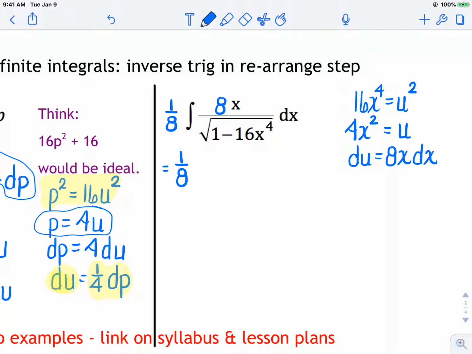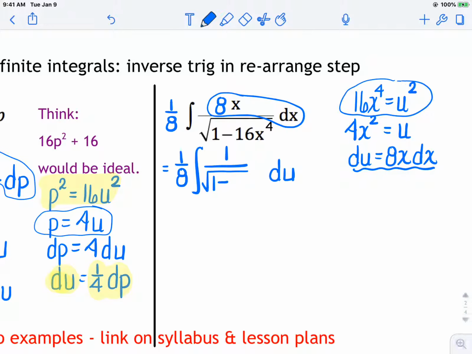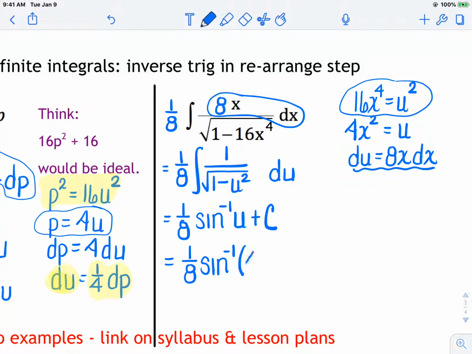So I'm going to do my replacement step and my u sub. So I'm going to have 1/8. The integral of my entire 8x dx is going to get used up in order to convert my differential. I'll have 1 over the square root of 1 minus, and that 16x to the 4th is getting replaced with u squared. Now when I take the integral, find the antiderivative, that is inverse sine's antiderivative. And then I'll go back to subbing exactly what the u is that I found in my plan stage.